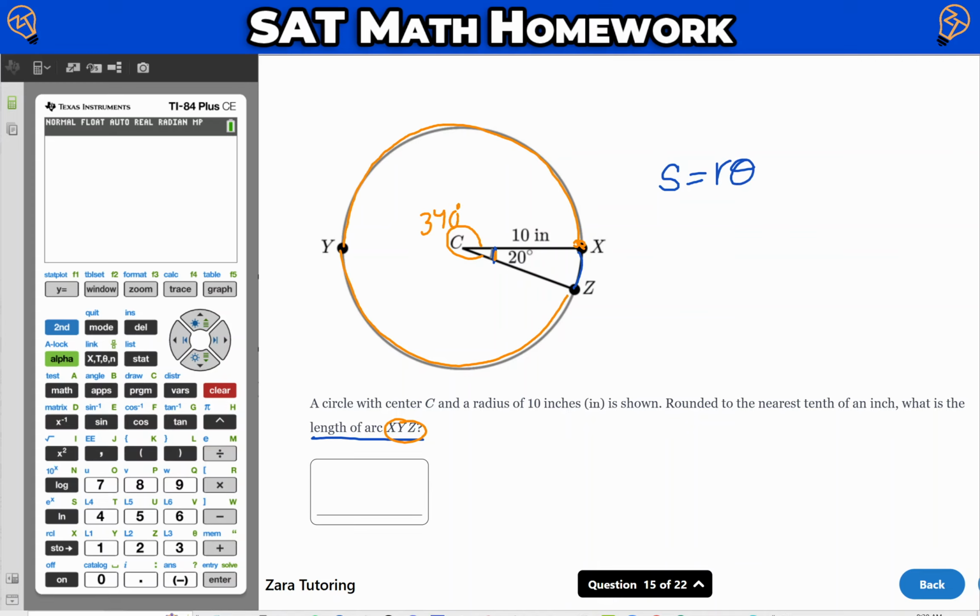So let's go ahead to this formula where the radius is 10 all throughout a circle, and theta has to be in radians. That's really important to keep in mind. So we currently know it in degrees, and we're going to have to go ahead and convert it to radians.